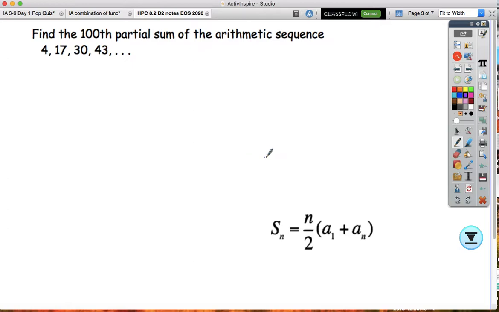Okay, in this problem, we're supposed to find the 100th partial sum. So what that means is we are just going to add up the first 100 terms.